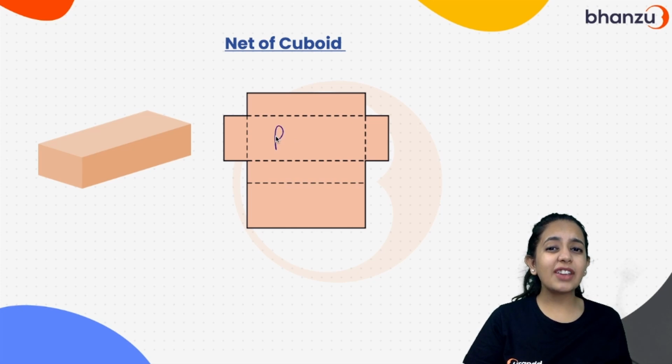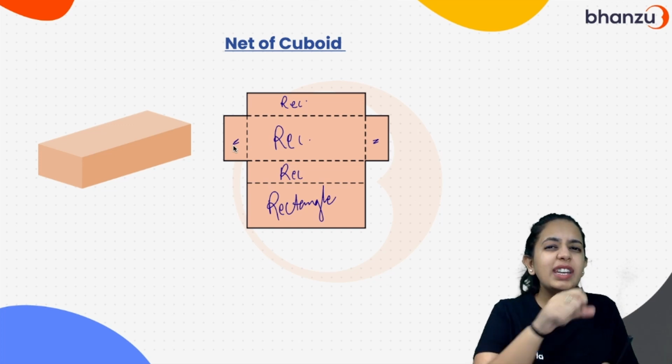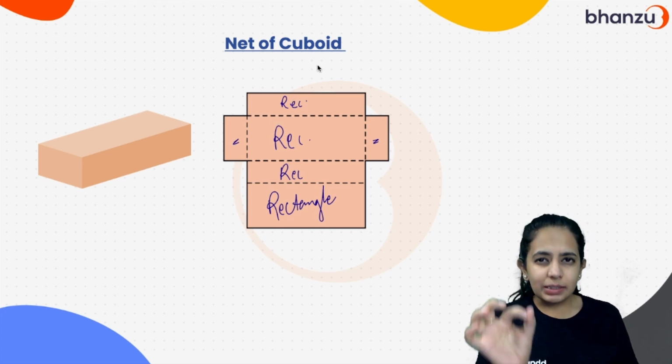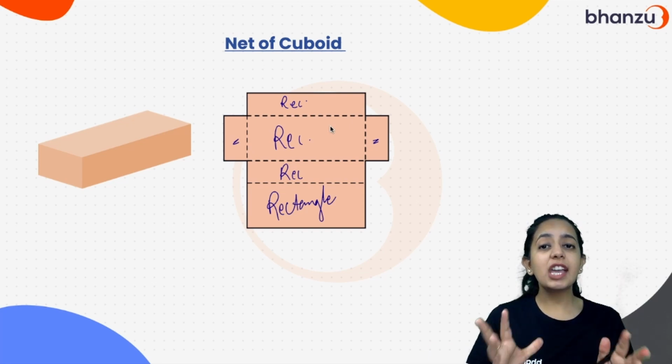Can you see this is a rectangle? This is also a rectangle. This is also a rectangle, and this one over here is also a rectangle. This is also a rectangle. This is also a rectangle. It's very similar to the net of a cube, but the main difference is the faces are rectangles. Alright, so that's the major difference.